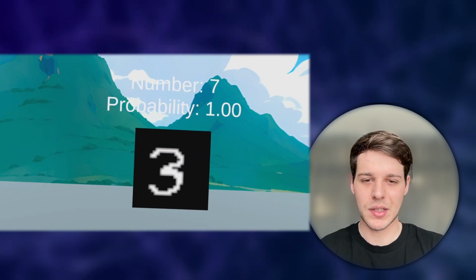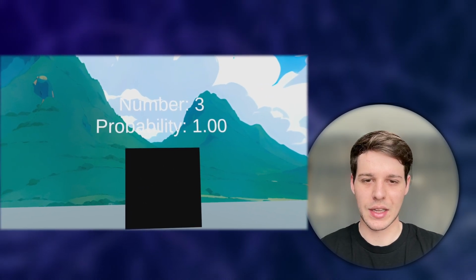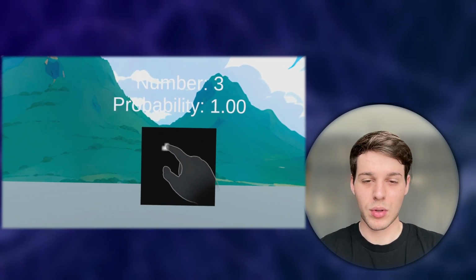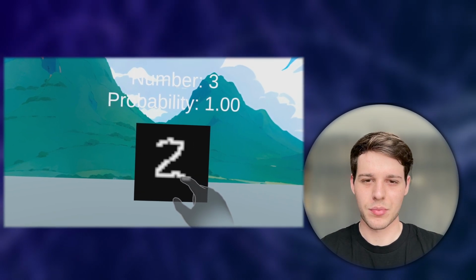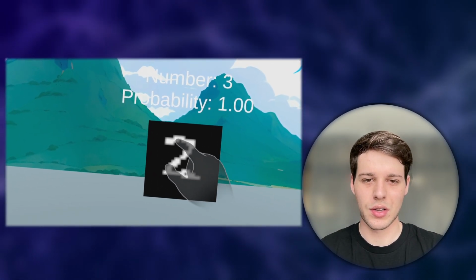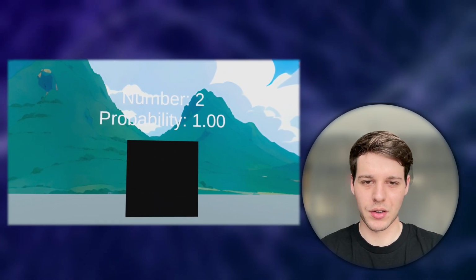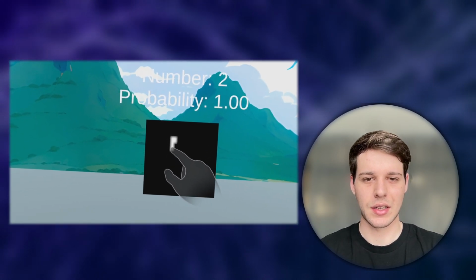We will take the MNIST model, which is a famous model for detecting hand-drawn numbers. We will create our own input for that model by drawing numbers on a texture in Unity by simply using our fingertips. We will use the Meta XR SDKs for that.